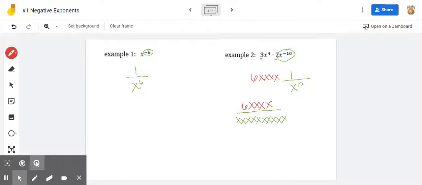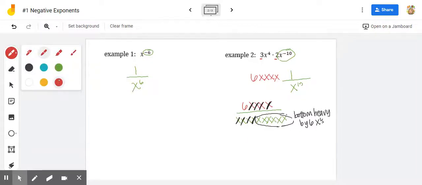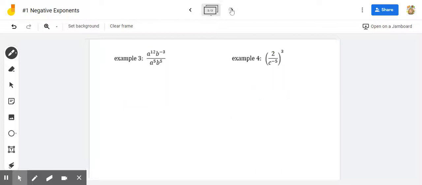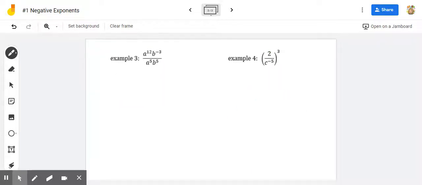So here's the question. Am I top heavy by these x's or am I bottom heavy by these x's? And when you take a look at them, it looks like we are bottom heavy by 6 more x's than in the top. So we would say that our final answer here would be a 6 on the top, and on the bottom, we are bottom heavy by 6 x's. So x to the 6th power will be in your bottom answer. So this is an acceptable final answer, as well as that guy. All right, 2 more to go, guys, and then we're going to practice on your own.